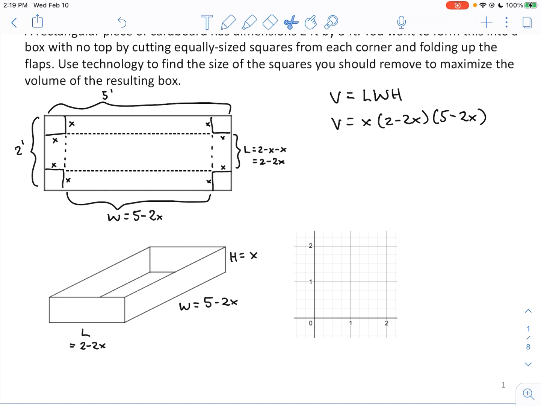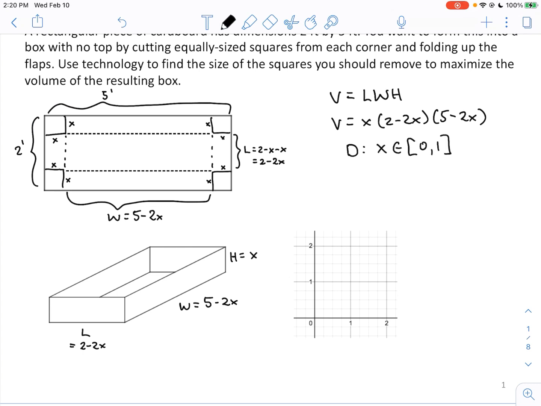each corner. If x is really small, then you're going to have a very shallow box. Of course, x can only get so big because there's a limit on how big of a square you can remove from each corner. If you're trying to remove a square from each corner of this box, but you only had 2 feet to begin with, then the largest possible square that you could remove without overlapping another square is 1 by 1. And so we have a restricted domain on this. We want x to be more than 0, but less than 1.